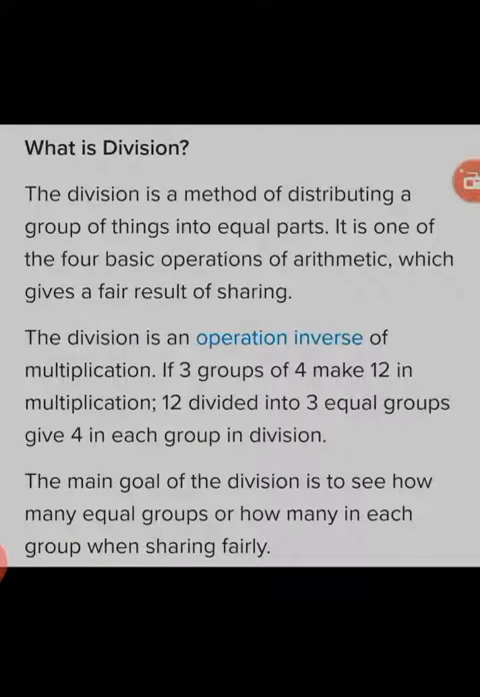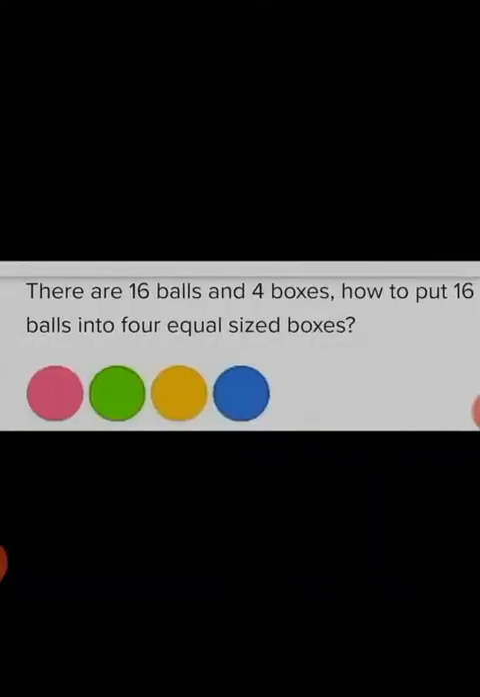Now first you need to understand what is division. Actually, division is a method of distributing a group of things into equal parts. Suppose you have 4 candies and 2 friends. You need to distribute them, so you will use division. Let us try to understand the concept of division through an activity.